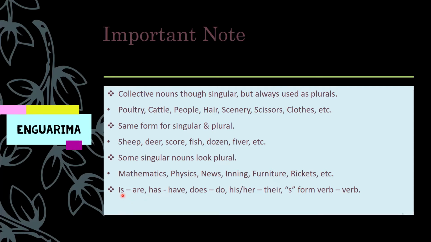Now let's see some examples of verbs in their plural forms. Is will become are, has will become have, does will become do, his or her will become their, and if you are using S form of verb in singular, you will just use the verb without S form in the plural form.